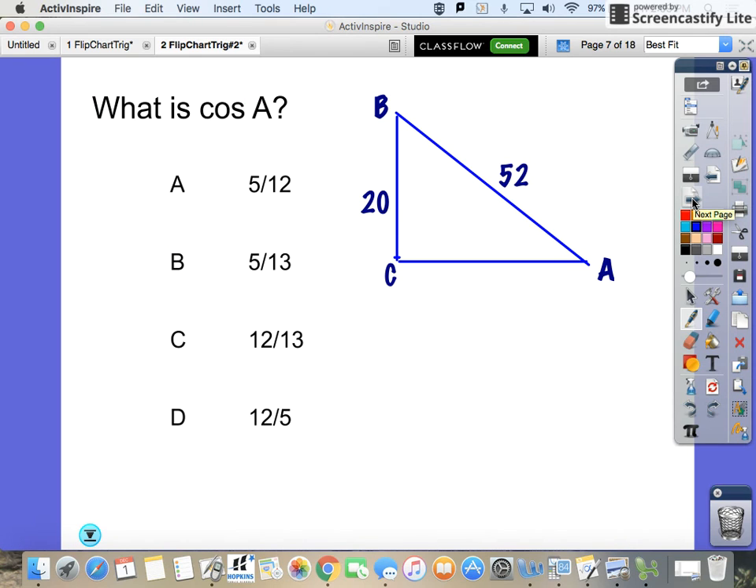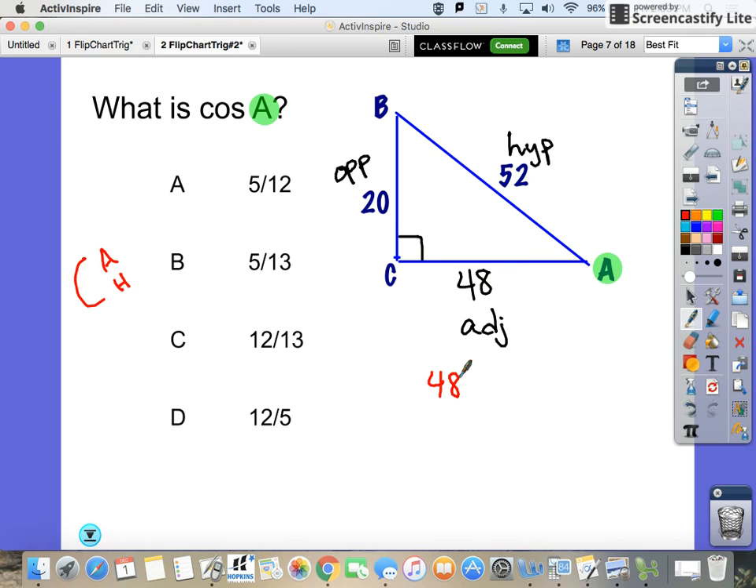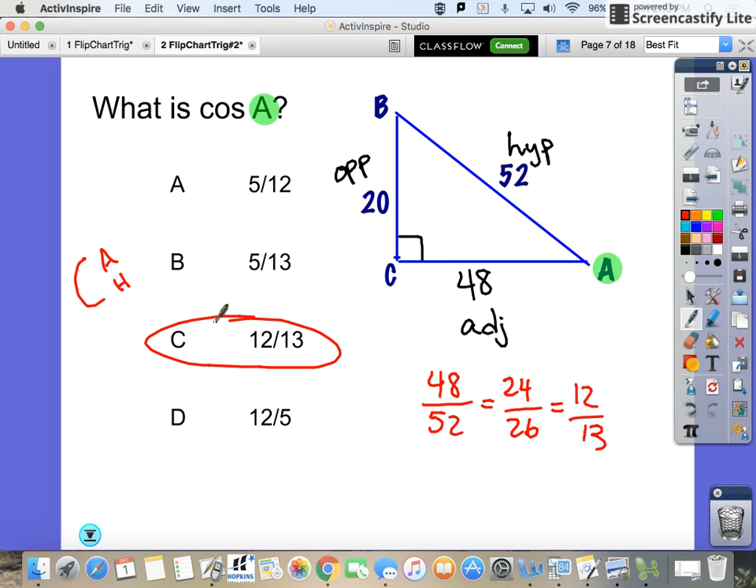The cosine of A, again, if we're standing at A, we're going to label this the hypotenuse because it's across from the 90 degree, and this one's adjacent. I'll just tell you the missing side is 48. You could do the work to find it, but just to save time. Cosine is CAH, adjacent over hypotenuse. So adjacent over hypotenuse is 48 over 52, which reduces to, let's see, divide that in 2 is 24 over 26. Divide that in 2 is 12 over 13. So it's this guy.